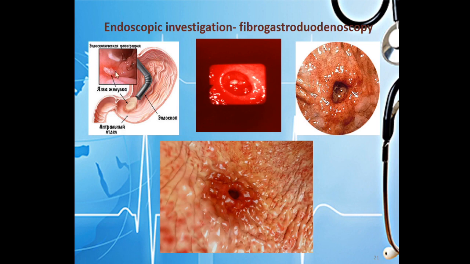For example, we can see the ulcer. We can see a deep ulcer with fibrin on the bottom. We can see the ulcer with hyperemia around it, and we can see the mucosa.